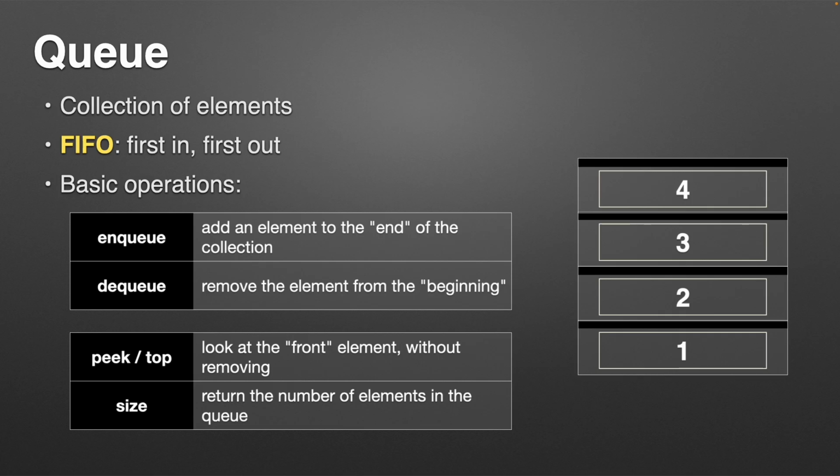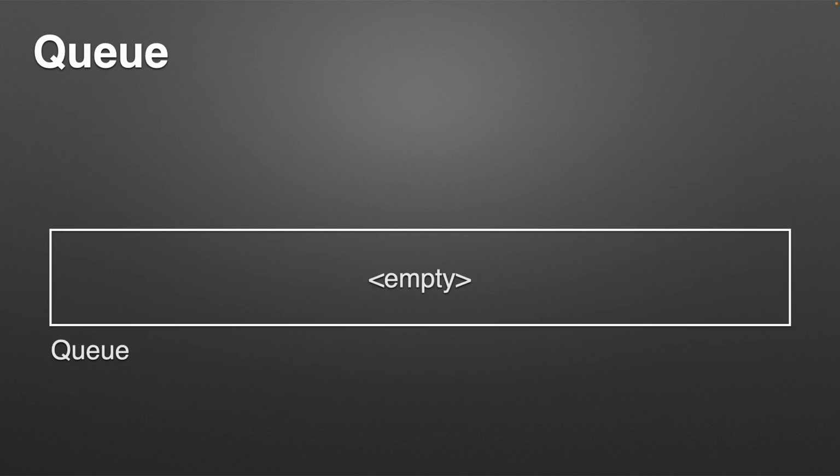And just like with the stack, we usually have these other two functions around for convenience. One letting us just look at the front of the queue to see what's there without removing it, and another to let us see how many elements are in the queue overall. So let's step through a queue. For some reason a queue is horizontal, stack is vertical. But let's start with the empty queue.